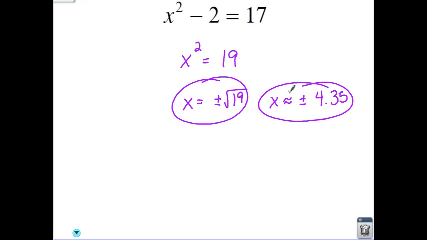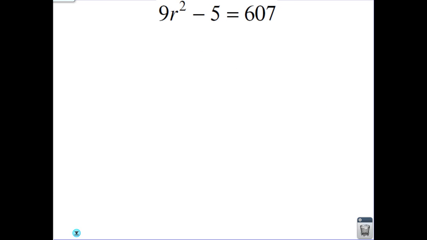Notice my equal signs. I put an equal sign here because remember we talked about the other day, exact versus approximate. Square root of 19 is exact, 4.35 is rounded. You will never be able to write the exact digits because the square root of 19 is an irrational number. Okay, another one?